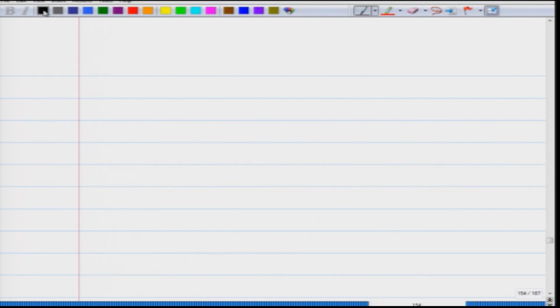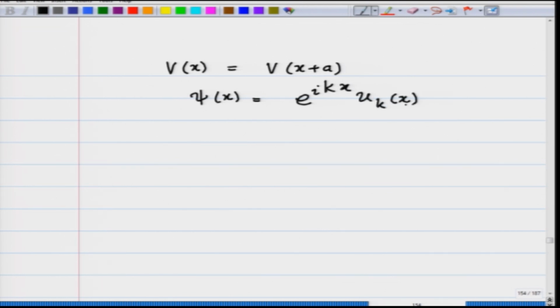So, let me summarize what we have done so far. We have said that if particles or electrons are moving in a periodic potential, then the wave function has the form e raised to i k x times u k x, where u k x is periodic, u k x plus a. This is known as Bloch's theorem.